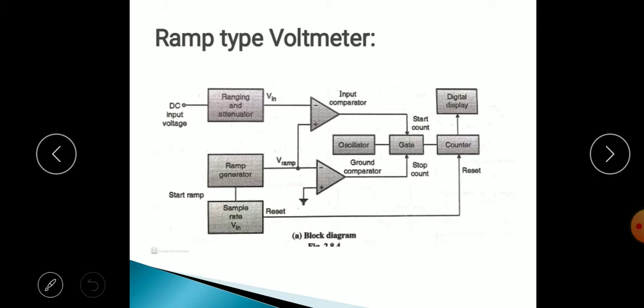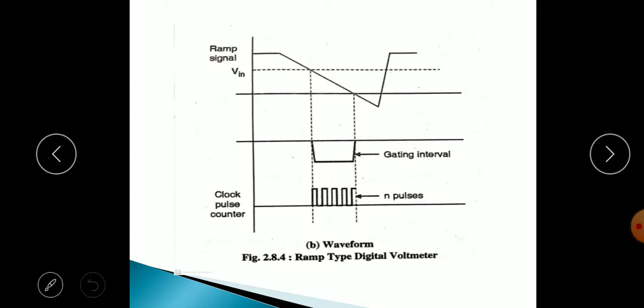And we will see the output on the digital display. The last output waveforms are as shown in the figure.